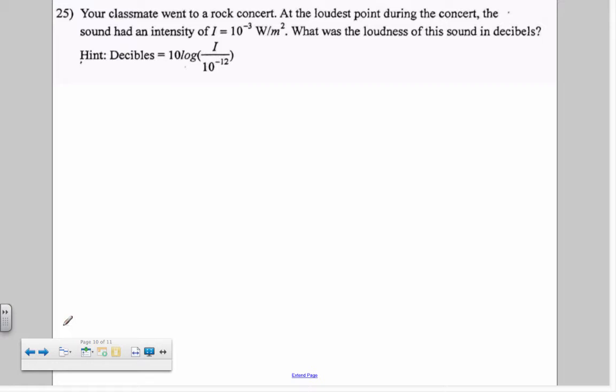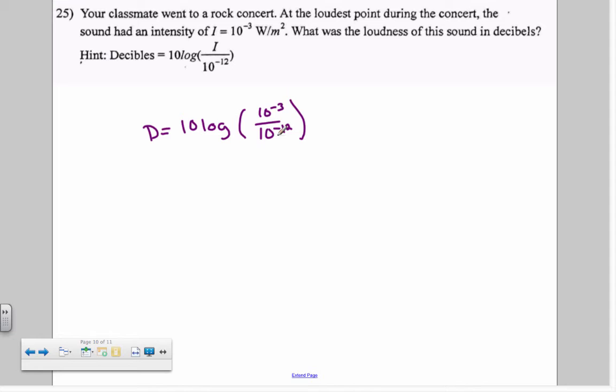So really, they're giving us what I is, and they just need us to plug I into the decibels formula. So I'm going to rewrite this, plugging in I. So it's 10 times log of 10 to the negative 3rd power over 10 to the negative 12th power.